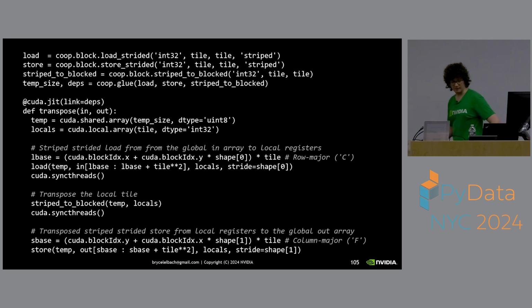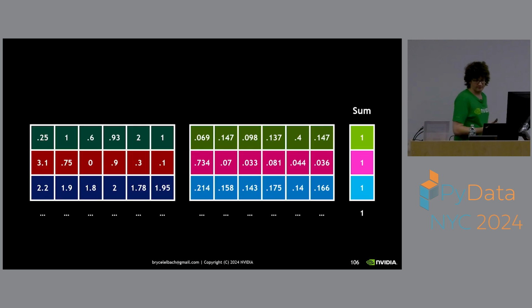So now we're going to move on quickly to one more example, which is a softmax kernel. The normalized exponential function, softmax, takes a vector of numbers and normalizes them to a probability distribution. So put more simply, it takes a 1D array of numbers and converts the values such that each number is between 0 and 1, and the sum of all those adds up to 1.